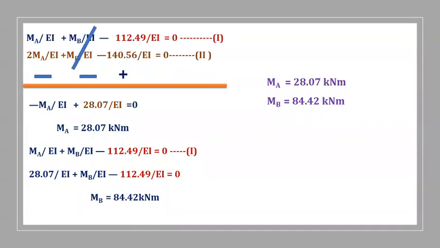Two equations, two unknowns. Can anyone get the same values or any other values? Same, sir. So both values are correct, MA, MB. MA 28, MB 84.42.